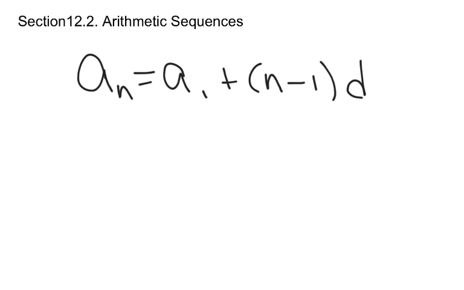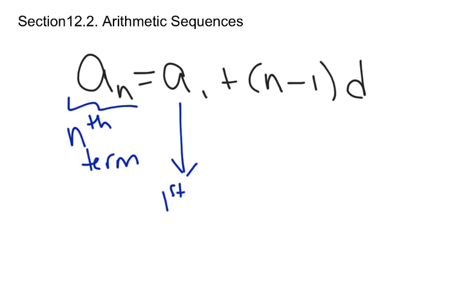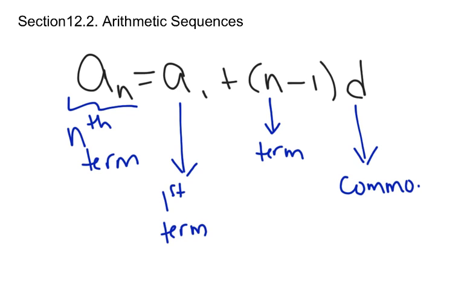of an arithmetic sequence, where a sub n represents the nth term, a sub 1 represents the first term in the sequence, n is the term, so if you're looking for the 100th term, n is 100. D is called the common difference. So if the numbers are going up, the common difference is positive. But if the numbers are going down, the common difference is going to be negative.